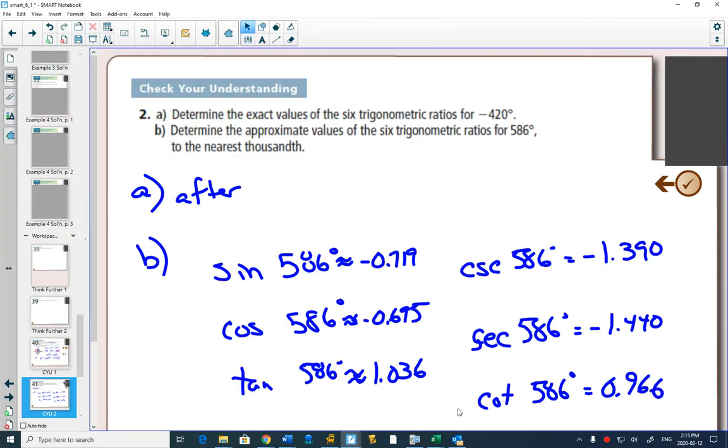So this is just a calculator question, typing them in, figuring them out. If you want to practice more calculator questions, you can do 7B.